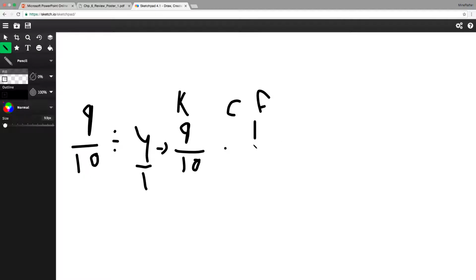So it'll be 1 over 4. And then you go, as usual, you multiply them, and then you get 9, this is 10. So you get 9 over 40. And that's how you divide it.